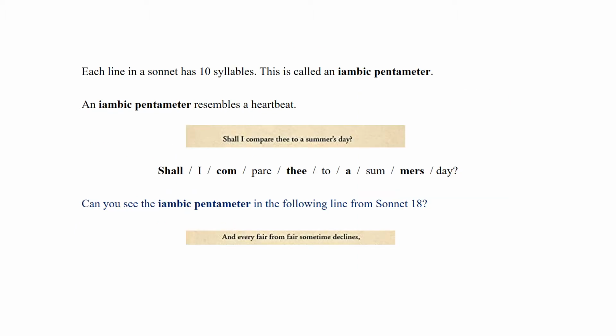Each line in a sonnet has 10 syllables. This is called an iambic pentameter. An iambic pentameter resembles a heartbeat. Shall I compare thee to a summer's day? Can you see the iambic pentameter in the following line from Sonnet 18?